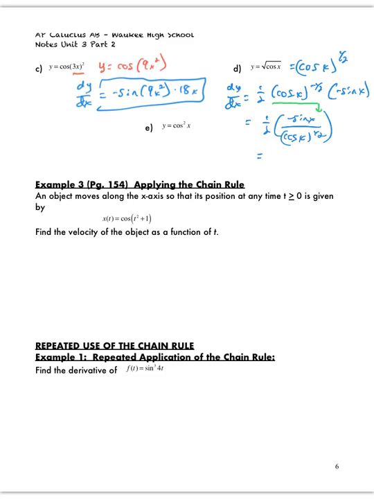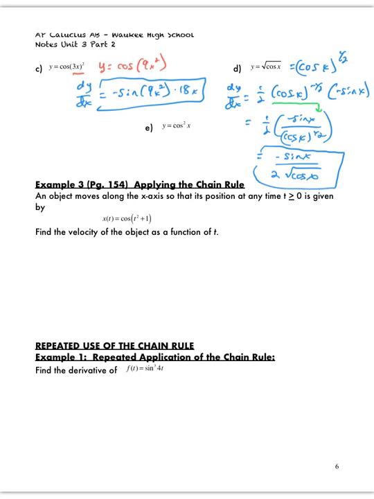So if I wanted to clean this up just a touch more, it would be negative sine x over 2 times the root of cosine of x, because the cosine of x to the 1/2 power is just that square root again. Okay.